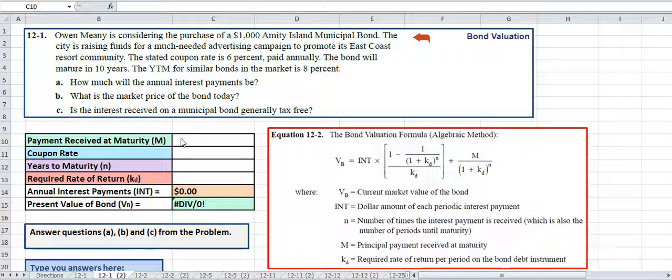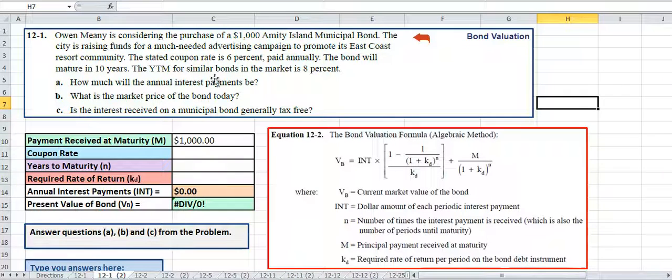So we need to just put in the numbers here. The payment received at maturity: what we need to understand about a bond is that when you purchase what's called a $1,000 bond, a bond that has a face value of $1,000, that is the actual amount you receive when the bond matures. So we put that in right here. Owen is going to receive this in 10 years. So $1,000, right?